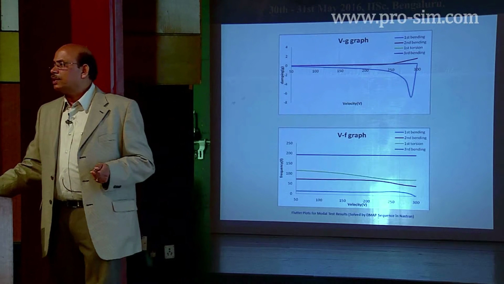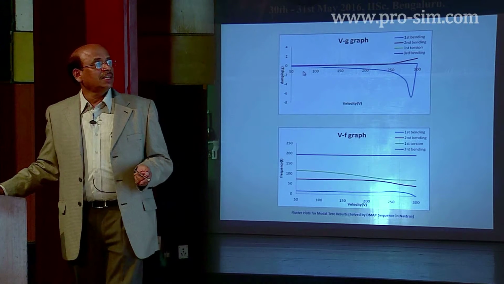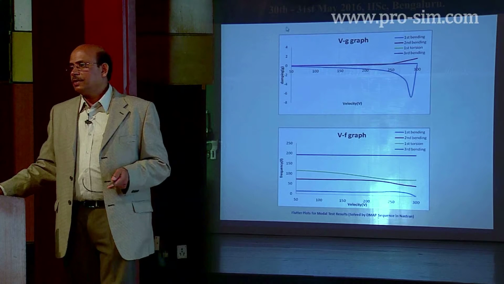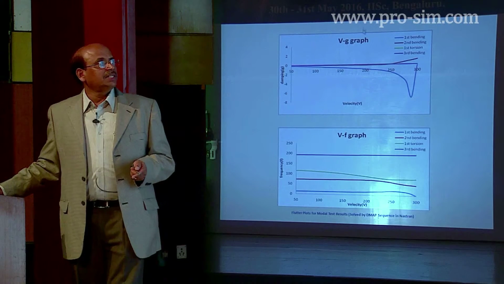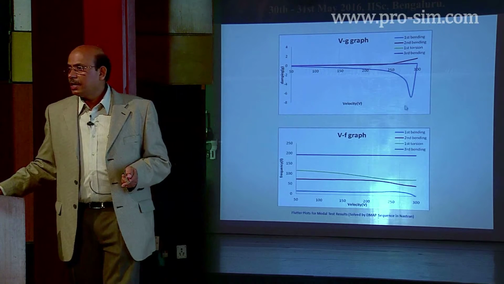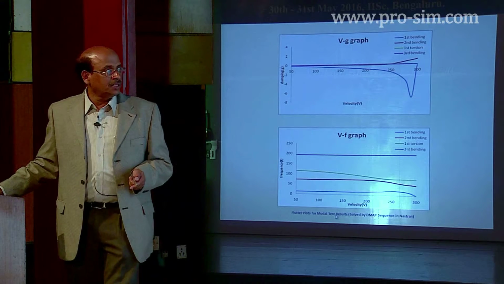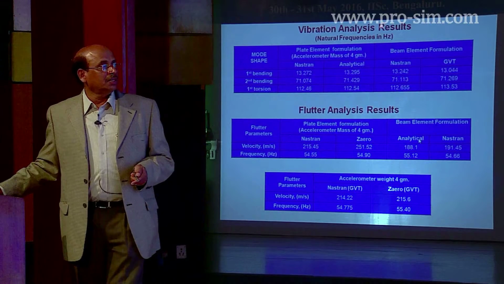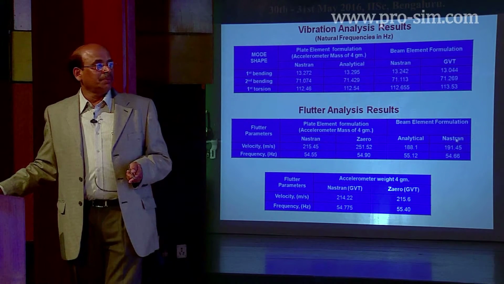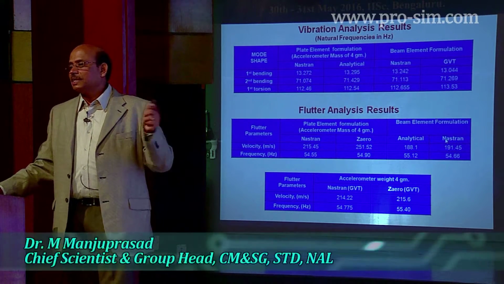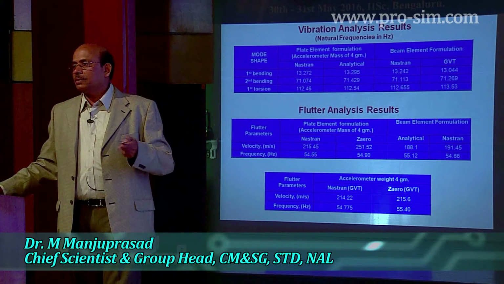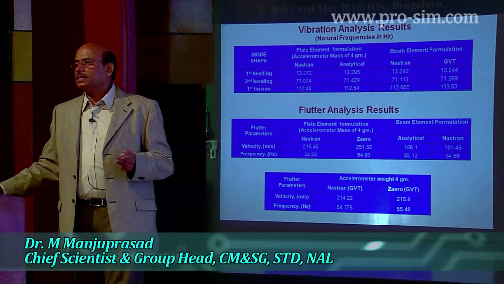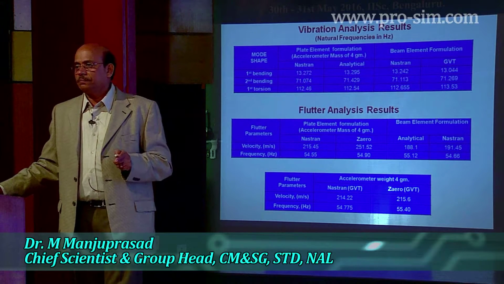In flutter analysis, we use what are known as VG and VF graphs for identifying the flutter conditions. VG is nothing but velocity versus damping, and VF is nothing but velocity versus frequency. These are some of the results, like how we are using plate formulations, beam element formulations. We are trying to use various methods to see to it that whatever method we developed is benchmarked and is working well.